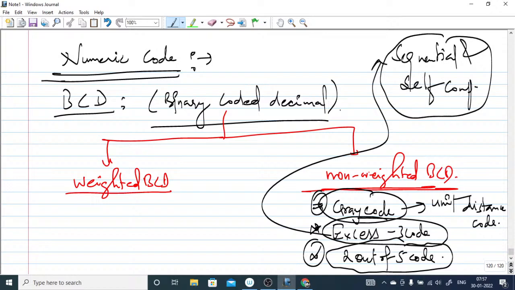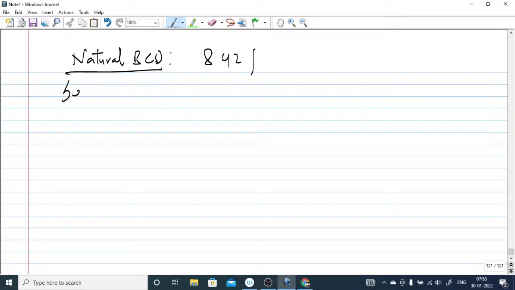And weighted BCD means what? Natural BCD codes, you can say directly. Natural BCD codes are what? 8421 codes. Natural BCD means 8421. And self-complementary codes are what? You have to keep this in mind. Self-complementary means codes just like 2421.